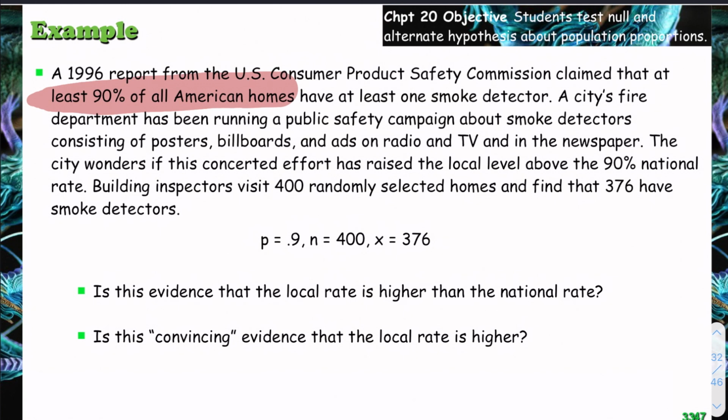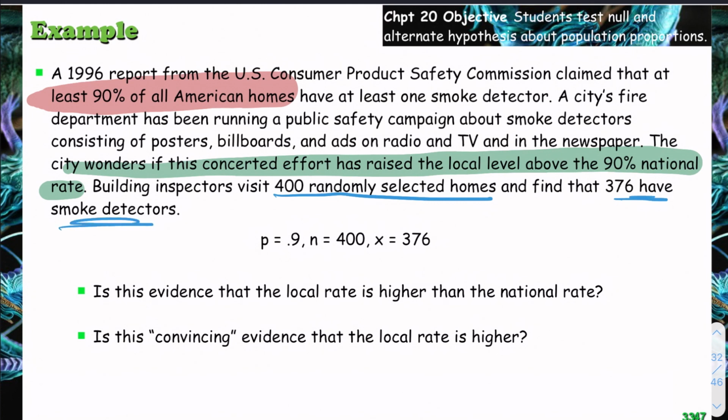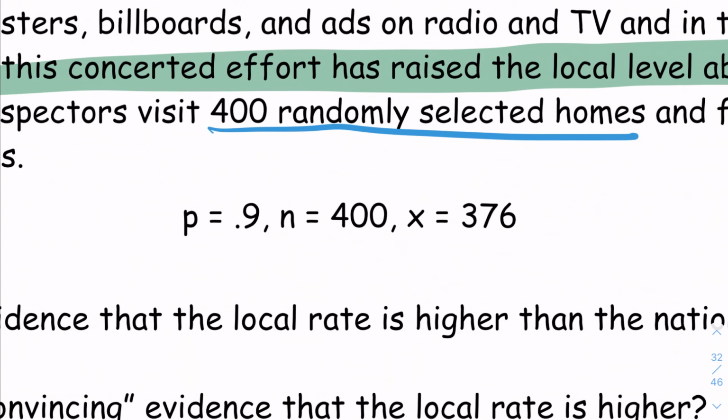The city wonders if the concerted effort has raised the local level above the national 90% rate. Building inspectors visit 400 randomly selected homes and find that 376 smoke detectors work. So we're given P of 0.9, and I'm going to write P naught.